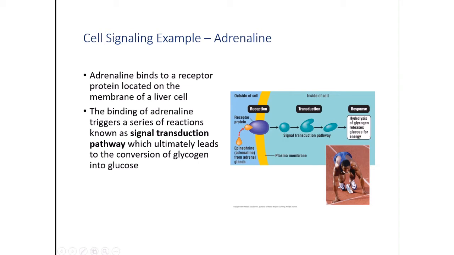Let's say you are going to be running a race, you're going to need that extra glucose. So by having adrenaline in your system, you will be able to release that extra glucose. So the signal molecule never really went into the cell. They just kind of bind to the receptor on the surface, and then all these things are going to happen inside the cell.